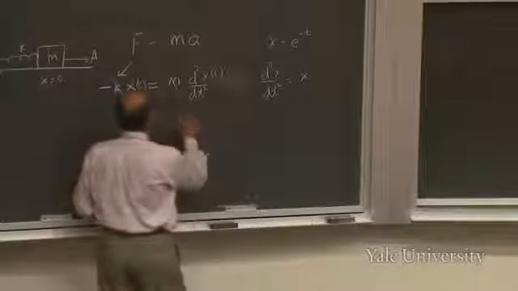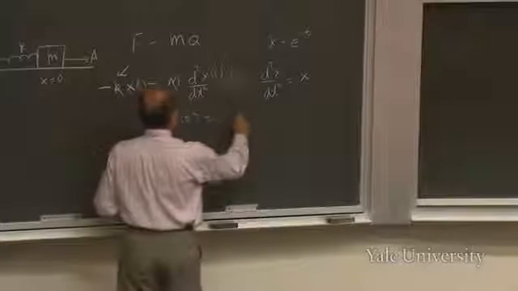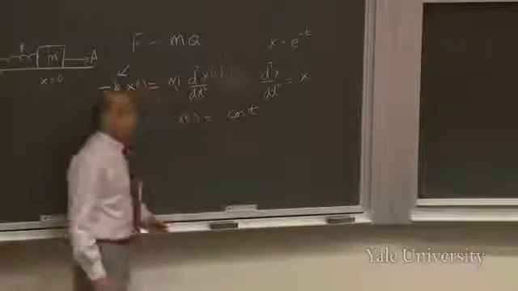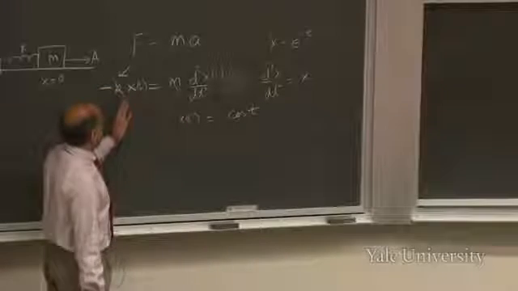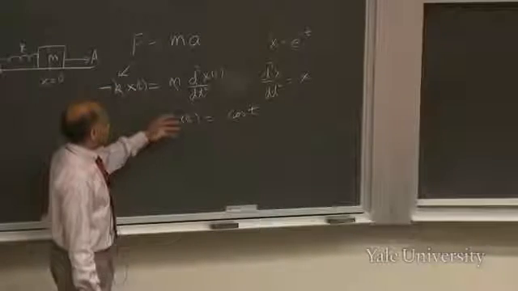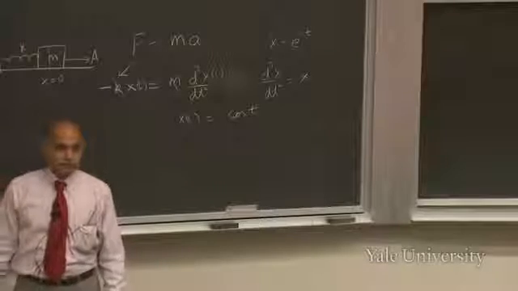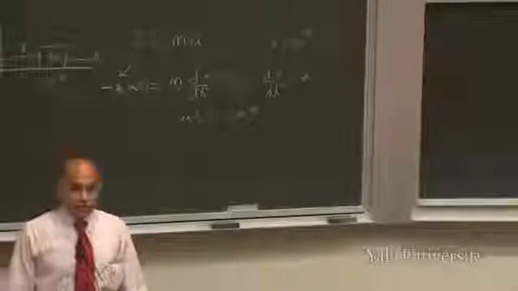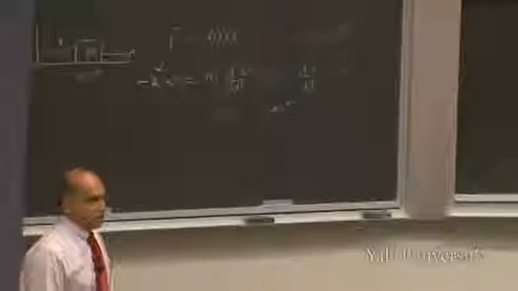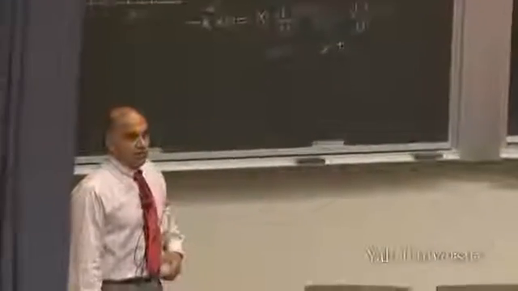So I make a guess. x of t is cosine t. And you can check if you take 2 derivatives, it obeys the equation. The second derivative of x is minus x itself. But do I like this solution? Or is there something not fully satisfactory?